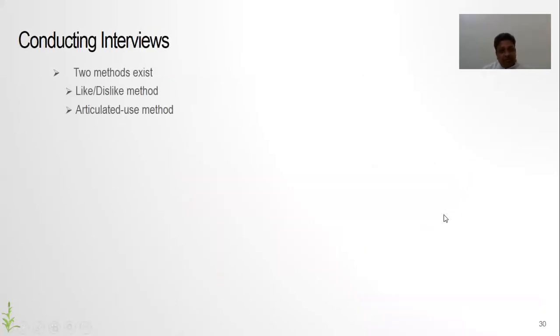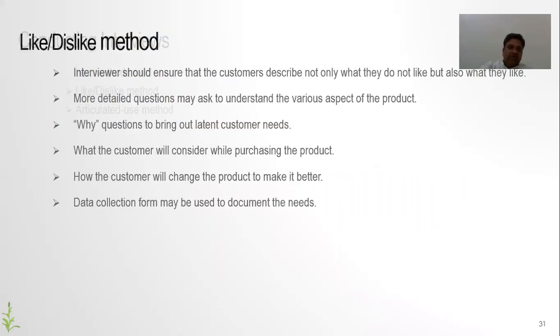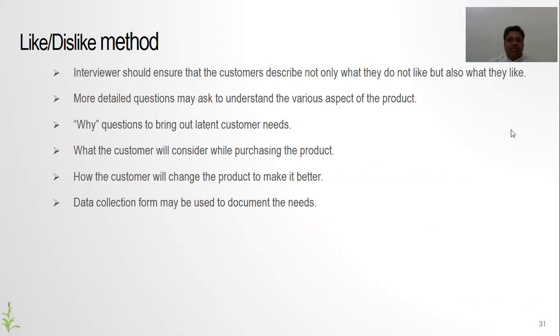Conducting interview. Two methods exist: the like or dislike method, or the articulated use method. In the like or dislike method, the interviewer should ensure that the customer describes not only what they do not like, but also what they like. You need to understand their likes and dislikes. More detailed questions may be asked to understand the various aspects of the product.